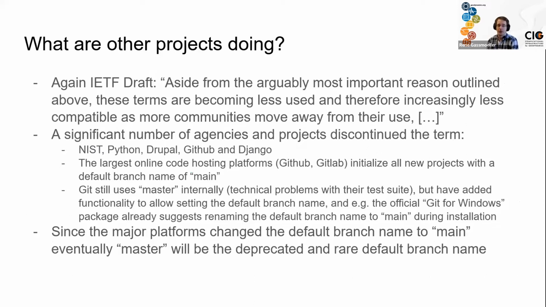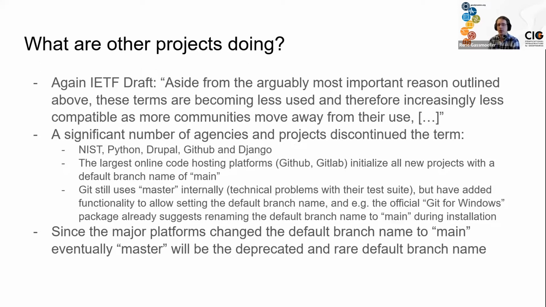So what are other IT projects doing about this naming scheme? Again, a quote from this IETF draft: aside from the arguably most important reason outlined above, these terms are becoming less used and therefore increasingly less compatible as more communities move away from their use. For example, a lot of IT projects and government agencies over the past years have decided to deprecate the use of the master-slave analogy in their documents and in their daily use. So the NIST, the National Institute of Standards and Technology, has deprecated the term. Large software projects like Python, Drupal, GitHub, and Django have all deprecated the usage of the term.